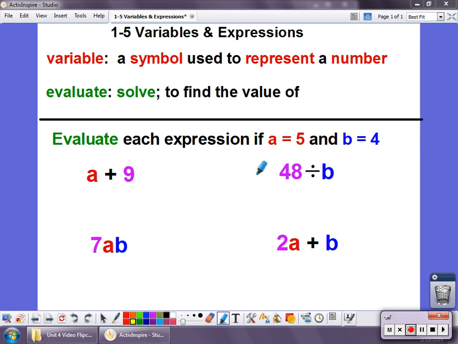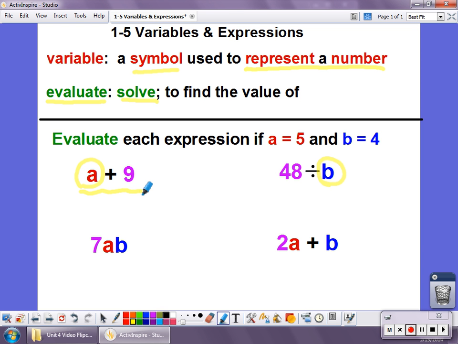A variable is a symbol that's used to represent a number. Sometimes it's letters, sometimes it's symbols. If you look at these problems down below, you'll see that there are some letters here. Each of these letters represents a number. And evaluate means to solve or find the value of that expression. And an expression is simply a mathematical sentence that does not include an equal sign.